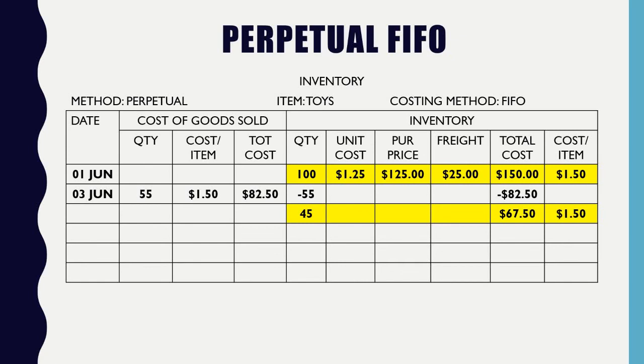All right, so that's what happens when we do perpetual inventory. We made a purchase, so we have 100 units available. We sold something, so now we need to update my inventory, so now I only have 45 units left remaining in my first batch of inventory.